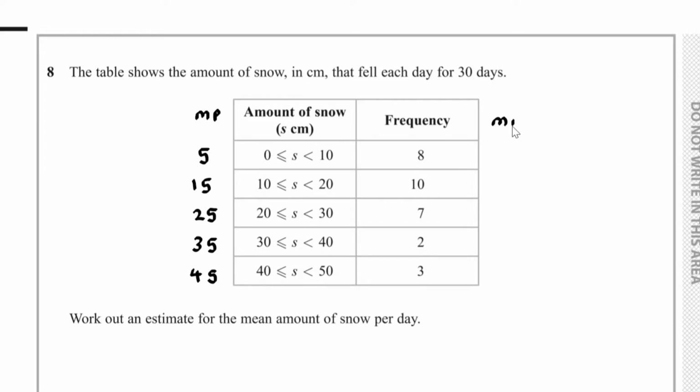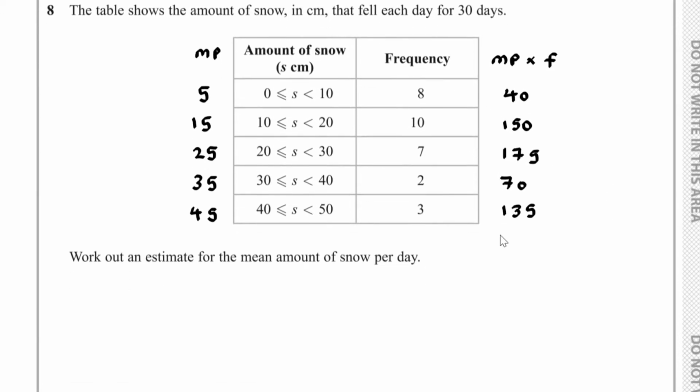We can now work out the midpoint multiplied by the frequency. 5 times 8 is 40, 15 times 10 is 150, 25 times 7 is 175, 35 times 2 is 70, 45 times 3 is 135. So now that we've worked out the midpoint times the frequency, we can add together the midpoint times the frequencies. It turns out we get 570.